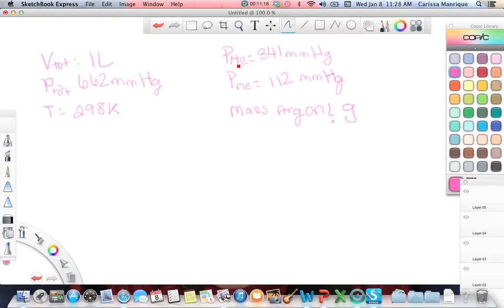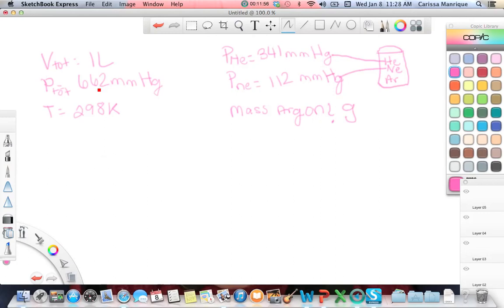Okay, so let's look up here. We have a container. Let me draw my container over here. In this container we have helium, neon, and argon. We know helium takes up 341 millimeters of the total pressure, and neon takes up 112. Does it make sense that, since we're trying to solve for grams of argon, we're going to have to know the pressure of argon? We know the total pressure is 662.